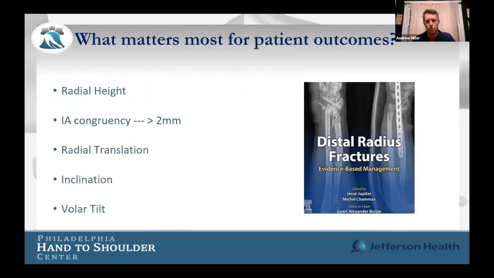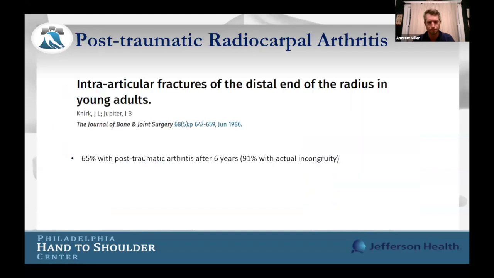So what matters most for patient outcomes for wrist fractures? Joe, I know, touched on a few of these. When we were putting together a chapter for this edition by Jesse Jupiter on patient-reported outcomes and what matters, really the three big things that came up were radial height, or as it relates to your ulnar variance, the intra-articular congruency and step-off, which was approximately 2 millimeters, that gets quoted a lot, and then the radial translation as well, because that impacts your DRUJ.